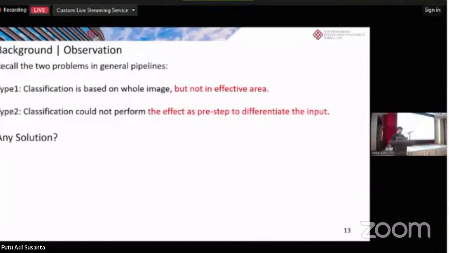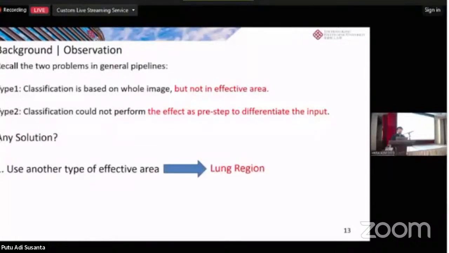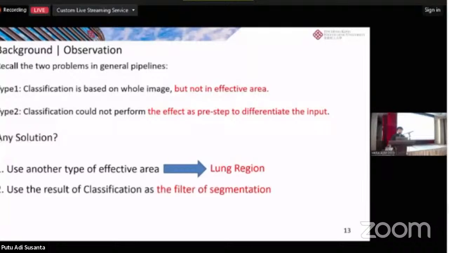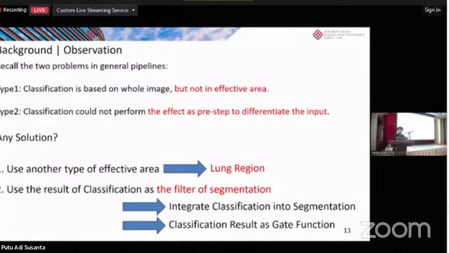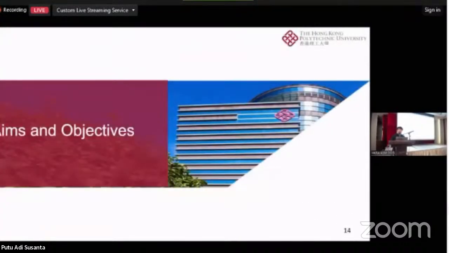We have proposed some solutions. For the effective area, we use another type of region instead of the infection-like regions. In our work, we choose the lung regions, which are also easily annotated. And for the second problem, we need to use the result of the classification as a filter of the segmentation. We have two solutions: first, we integrate the classification into the segmentation pipeline, and then use the classification result as the gate function to filter the segmentation.